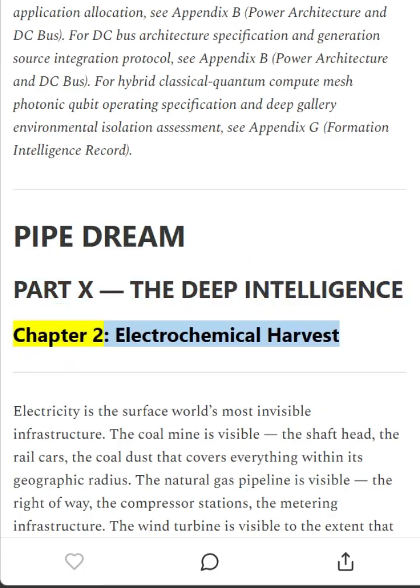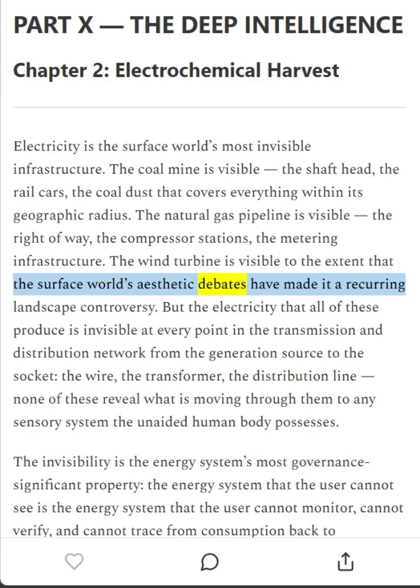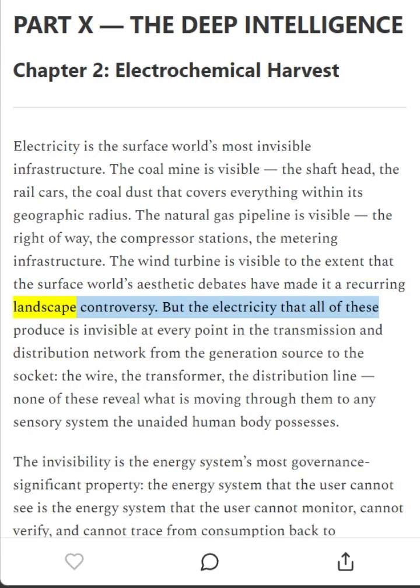Pipe Dream. Part 10, The Deep Intelligence. Chapter 2, Electrochemical Harvest. Electricity is the surface world's most invisible infrastructure. The coal mine is visible, the shaft head, the rail cars, the coal dust that covers everything within its geographic radius. The natural gas pipeline is visible, the right-of-way, the compressor stations, the metering infrastructure. The wind turbine is visible to the extent that the surface world's aesthetic debates have made it a recurring landscape controversy.